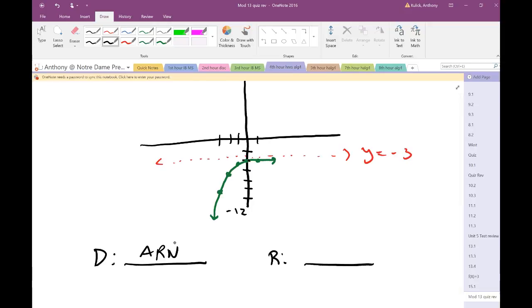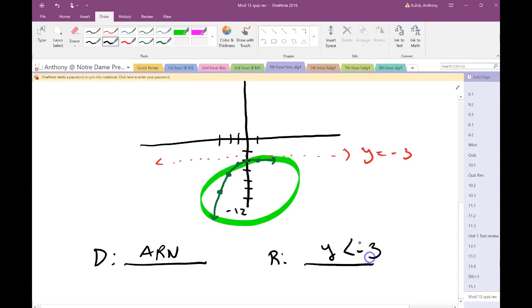If I do this by looking at the picture, notice that all of my graph is below what value? -3. So just y is less than -3. If I have the picture, it's easy to tell whether it's greater than the asymptote or less than the asymptote, depending on which side of the asymptote your graph is on, right?